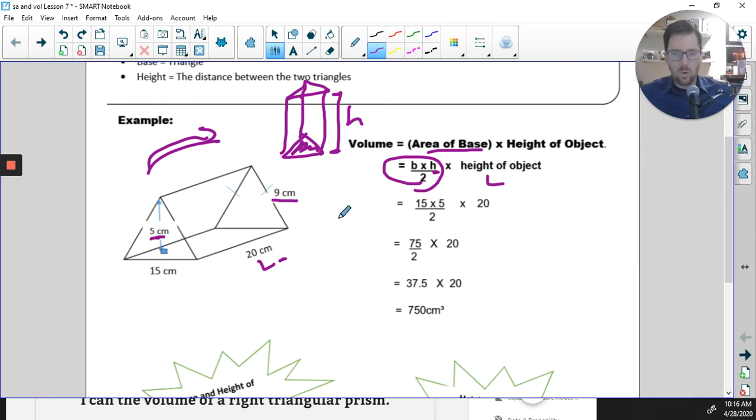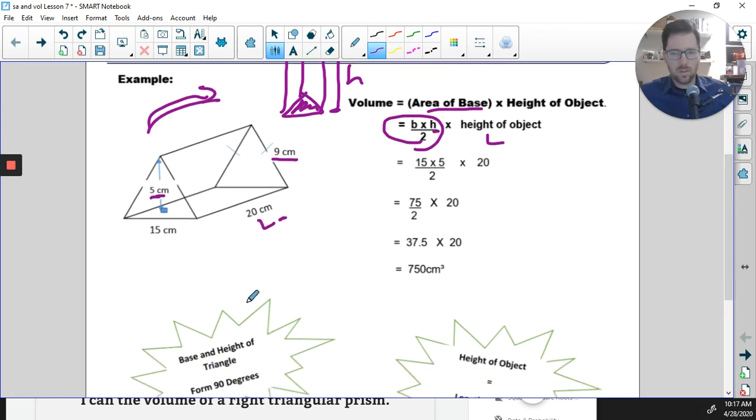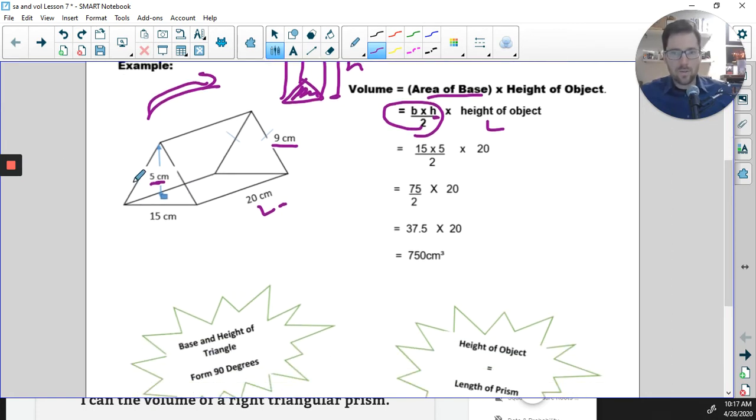We have 9 or we have 5, remembering that the base and the height of a triangle form 90 degrees. So if you look here, okay, here's 15, here's 9. Does this angle here make 90 degrees? No. So this angle right here goes straight up. That makes it 90 degrees. So that is the height that you're going to use.